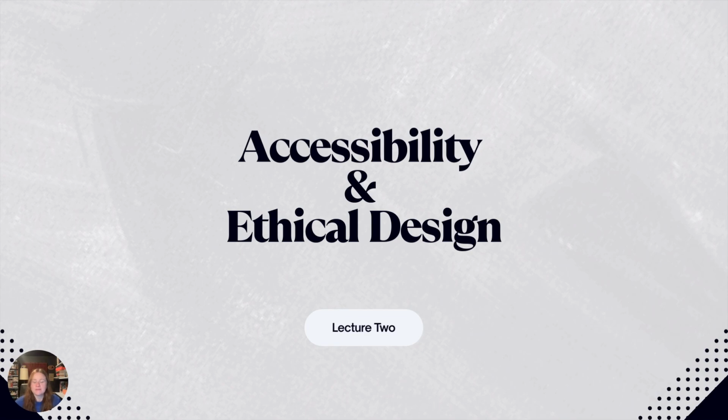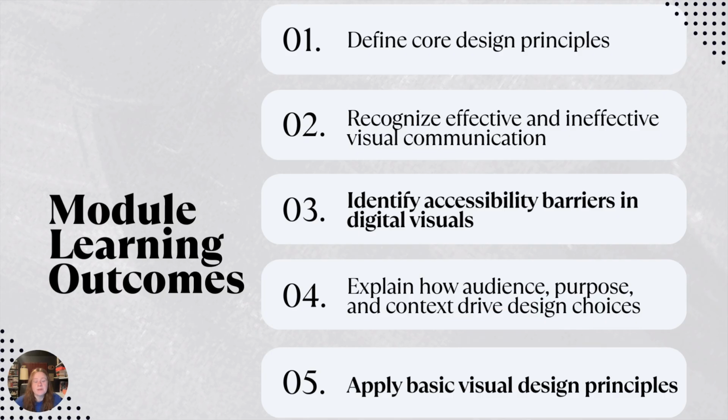Lecture 2, Accessibility and Ethical Design. So today we're going to bring together these two concepts. They're two areas that shape not only how effective your design is, but also how respectful, how accurate, and how equitable your communication becomes. So we have our module learning objectives, and today we're going to be talking about identifying accessibility barriers in digital visuals and going into some more of the application of our principles.